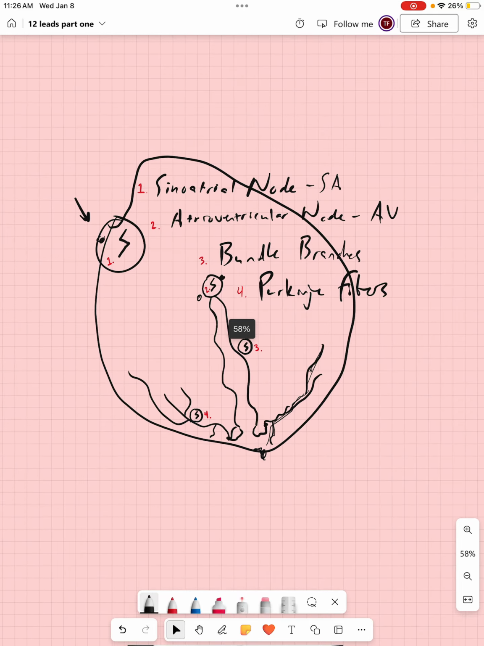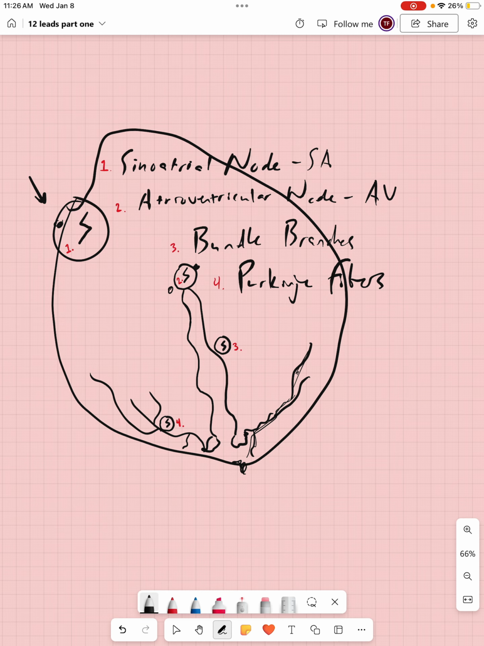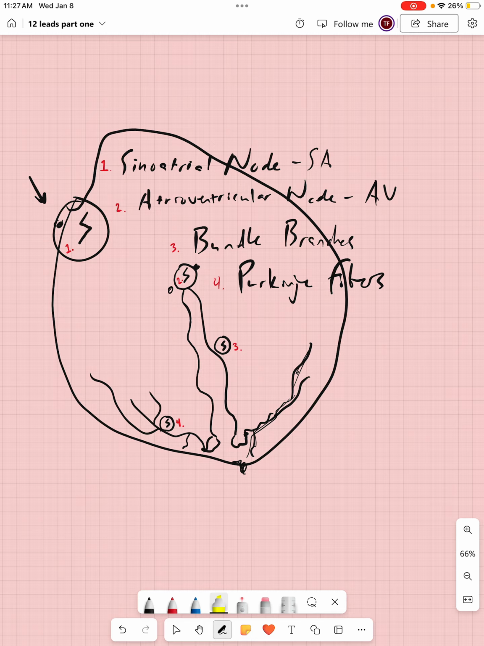So let's start with our sinoatrial node here. Our SA node is responsible for primary electrical conduction of the whole heart. So when the heart beats, it is because a conduction was initiated and sent through the SA node. I'm going to choose a yellow highlighter here. Let's see if we can see what this looks like. So we got our SA node here, and we are initiating an electrical impulse.